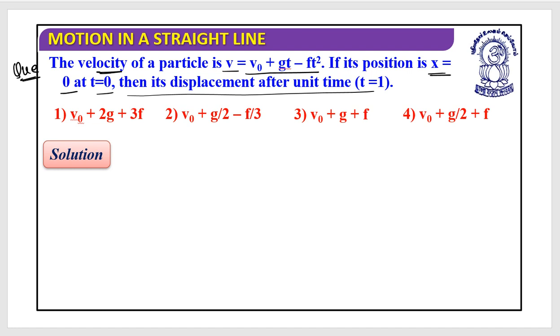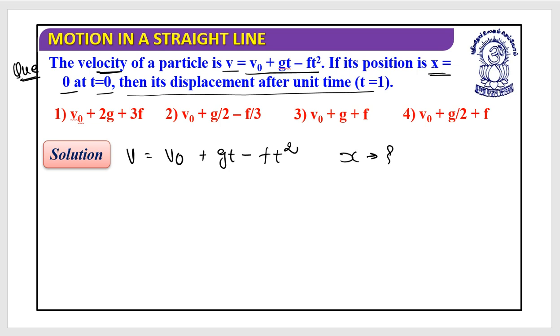I have been provided with the velocity, which is v = v0 + gt − f t². What I require is the displacement. How can I do this? And what are the possible options? Yes, you are at velocity, and what do you require? You require a displacement. So shall you move forward or backward? Yes, you are going to move backward.